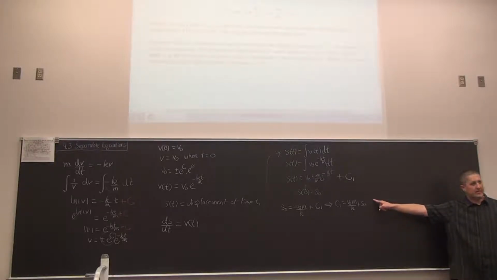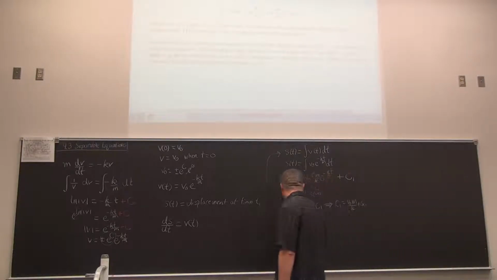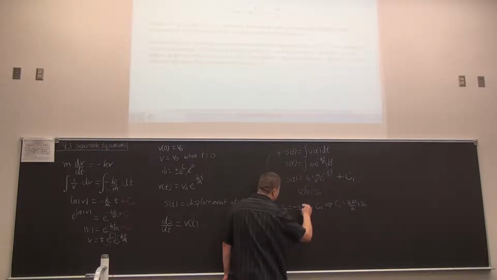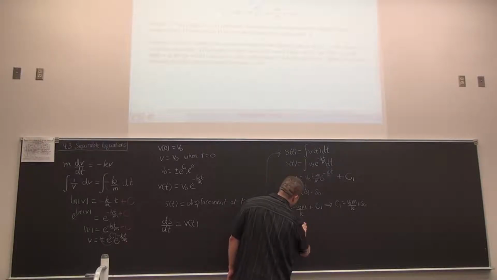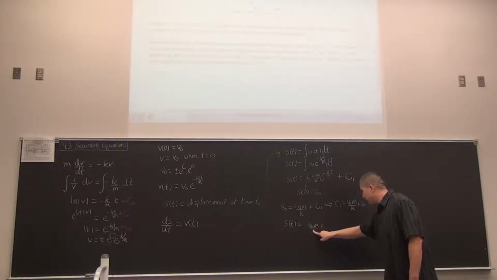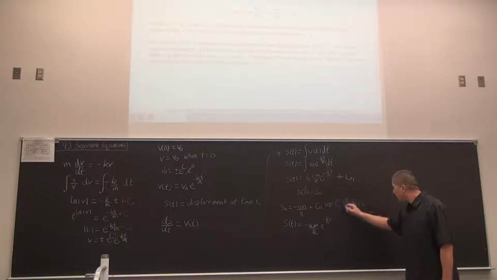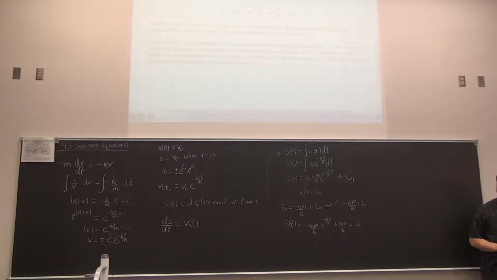I think probably the nastiest thing about this problem is the bookkeeping of carrying every single symbol that really isn't doing much but requires copying. So next we can say finally, after determining the value of c1, s of t is equal to negative v naught m divided by k, all that stuff there. The exponential portion is e to the negative k divided by m t. Then we'll add c1, which is plus v naught m divided by k plus the initial starting position at time 0, s naught.